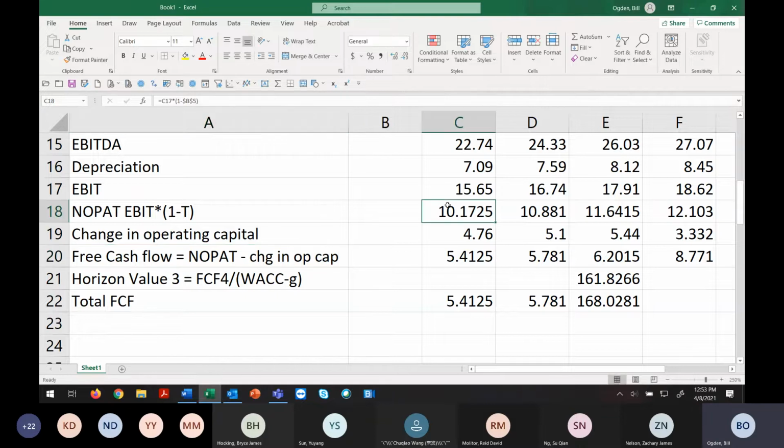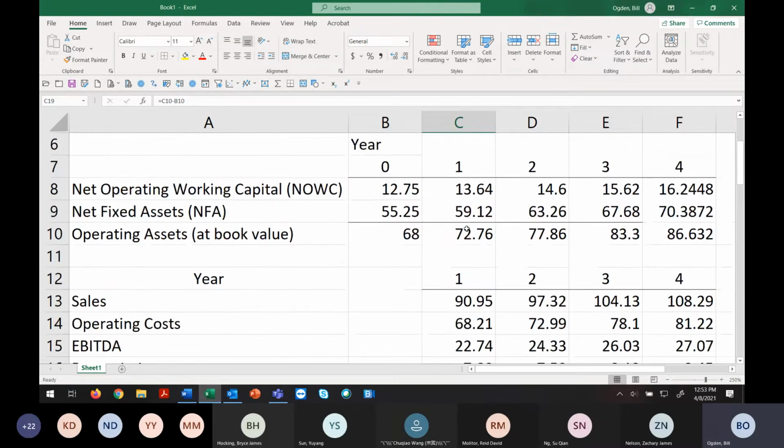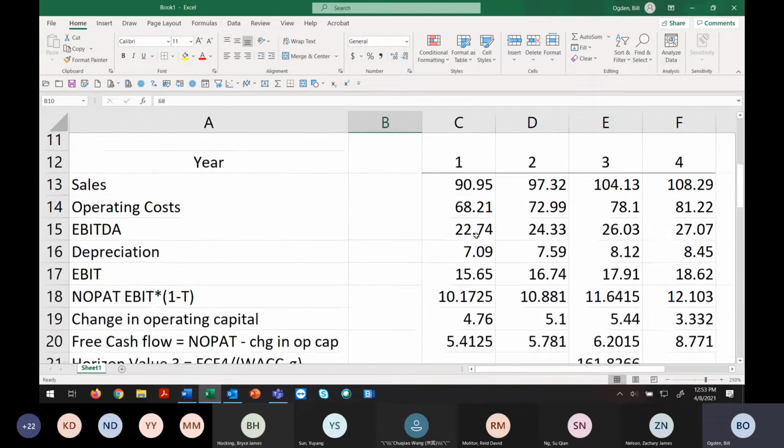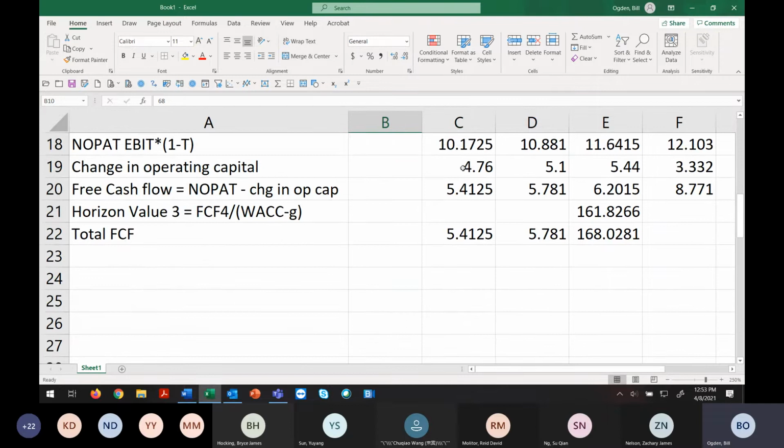So we start out with the NOPAT. We calculated the change in operating capital. That was the difference between 72.76 and 68, right? That gave me the 476. I subtract that number from the NOPAT, and I get the free cash flow.